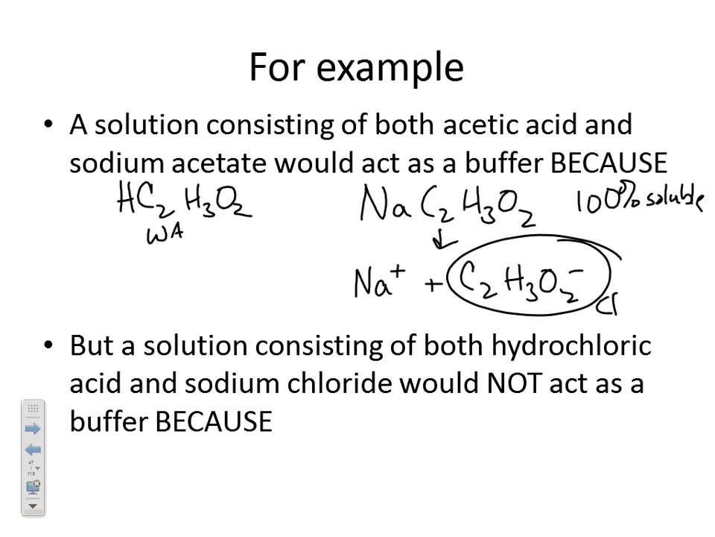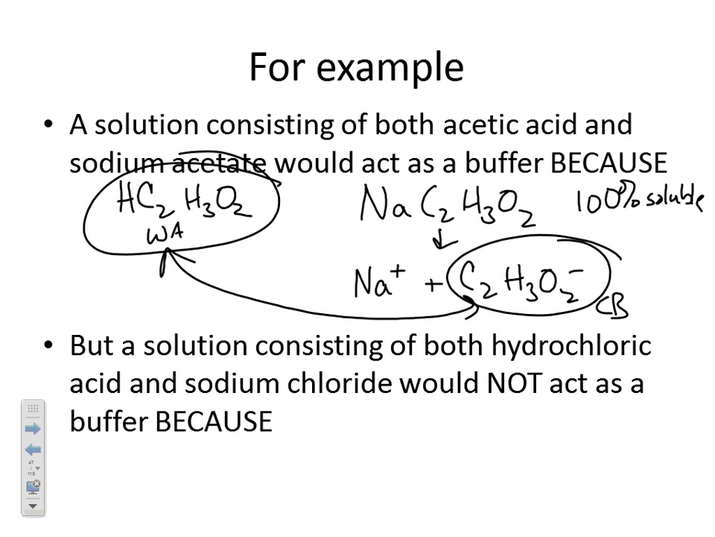Now this is the conjugate base of the weak acid. So you have both of them together. You have a weak acid and its conjugate base. Boom, you have a buffer.